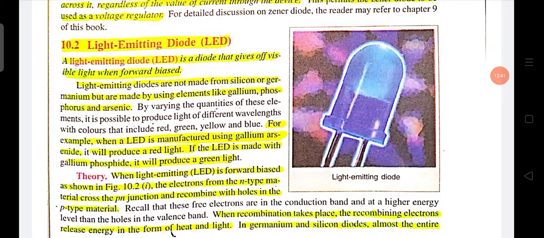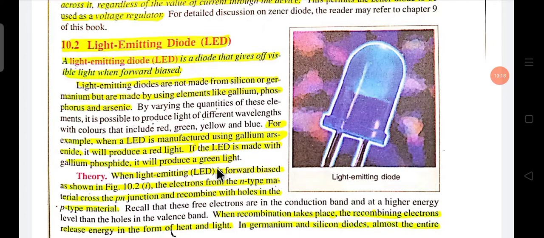Okay, for example, when an LED is manufactured using gallium arsenide, it produces red light, and by varying the amounts of gallium, phosphorus or arsenic, we can get many colors. For example, if we manufacture using gallium arsenide, the LED will produce red light. If the LED is made up of gallium phosphide, it produces green light.